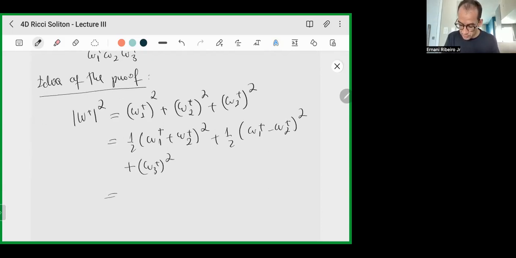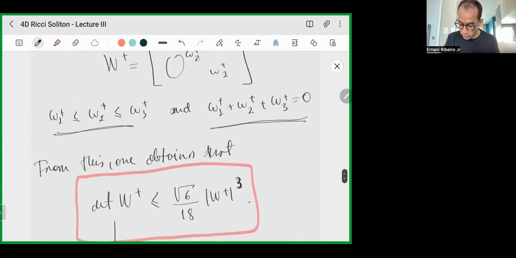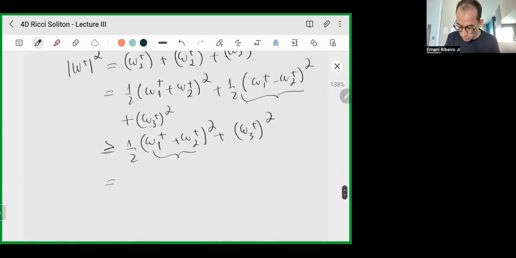So with this, we know that this term is non-negative because we have a square here, then this is bigger than or equal to one half of omega 1 plus omega 2 plus squared, plus omega 3 plus squared. And here, we know that the sum of the three must be zero. Then the sum of the first two is equal to omega 3 plus with a negative sign. Then this can be replaced by omega 3 plus squared, because I have a square, so the minus sign does not affect the calculation. So when you sum this, it will be 3/2 of omega 3 plus squared.